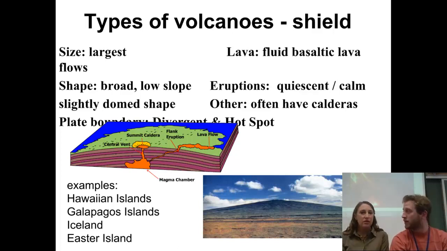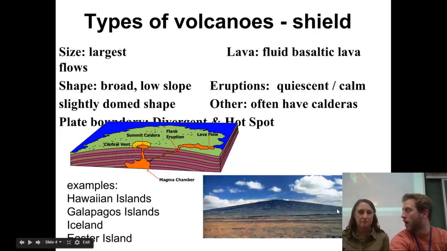Oh my gosh. So shield volcanoes are the biggest. They're also a shield shape, so they're very low slope. They're very broad and domed. So you can see in the picture here, it's really low sloped. It'd be a nice easy walk to go up to the top, right? It would be. Yeah. It would be.